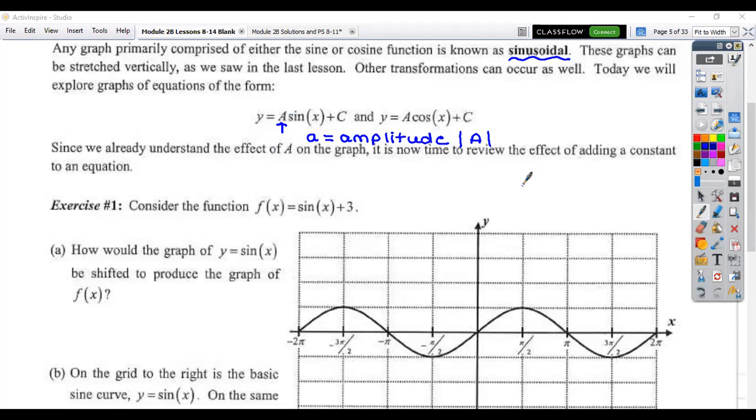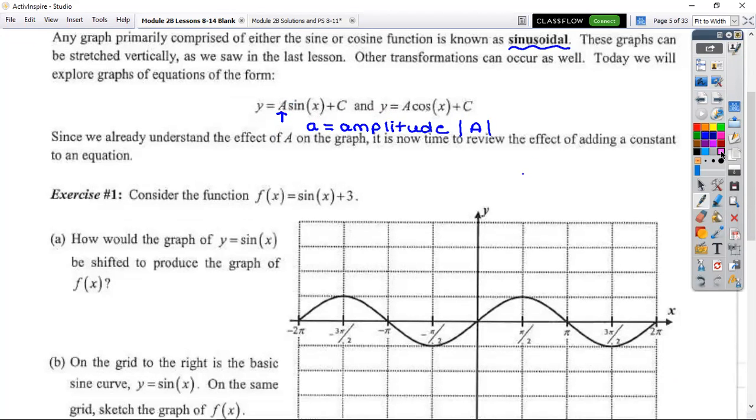Okay. And the new value that you're going to look at today is the C value. And this can be called a couple different things. So this pertains to a vertical shift up and down. So plus is going to go up, minus is going to go down. And it's also commonly referred to as a midline value. So it's a vertical shift, and it's also referred to as a midline. And it's going to be located right at the back of your equation.